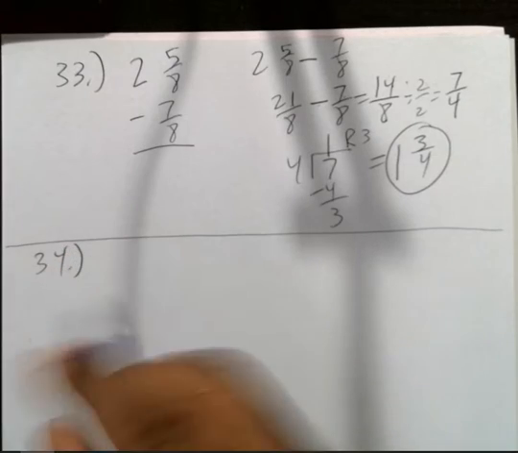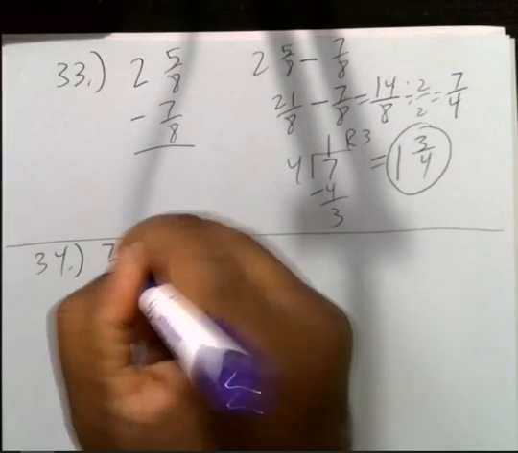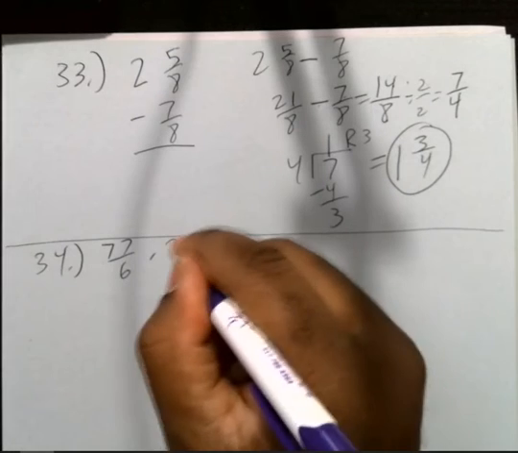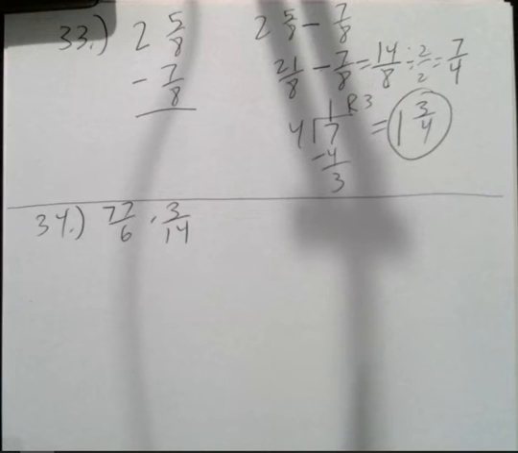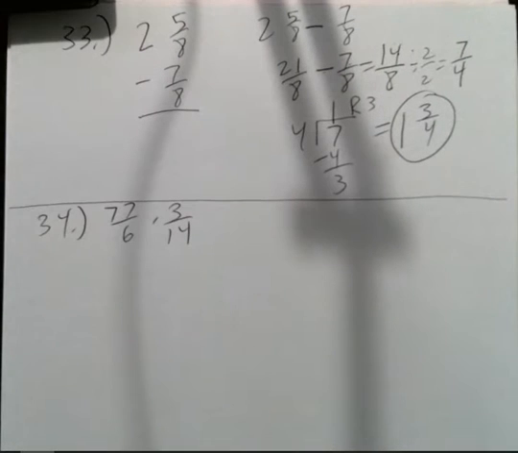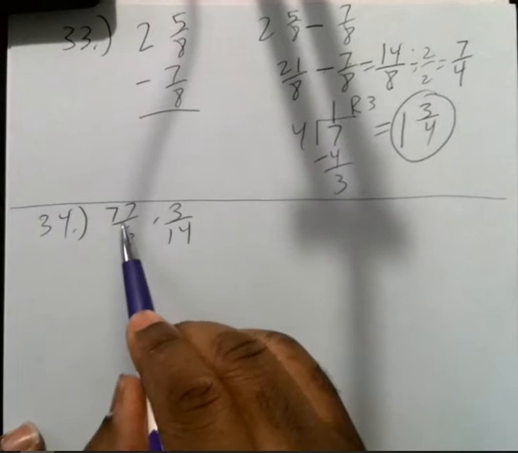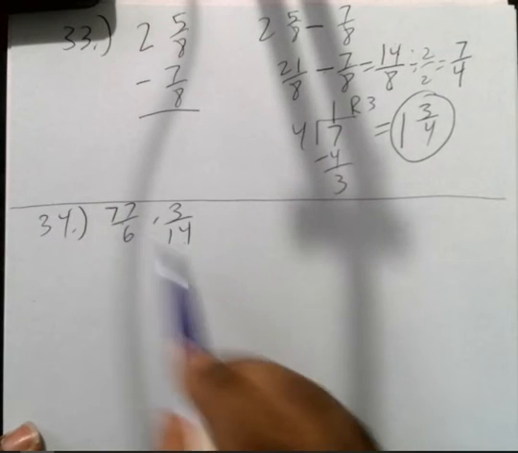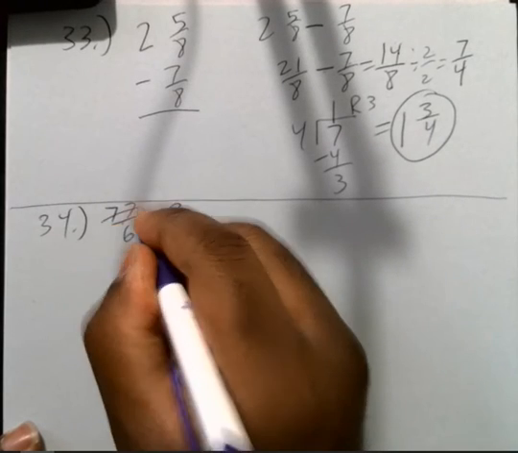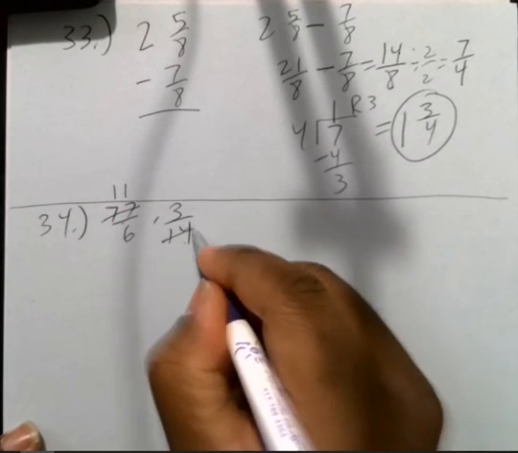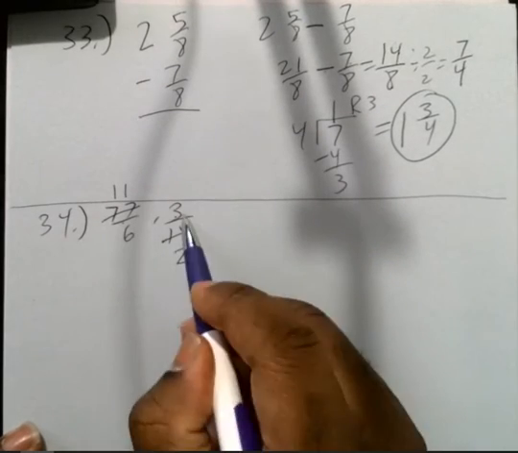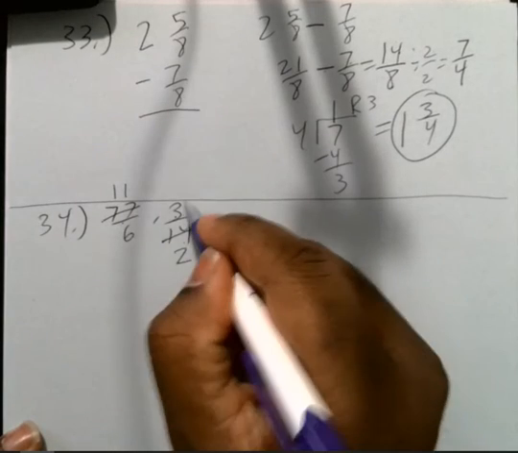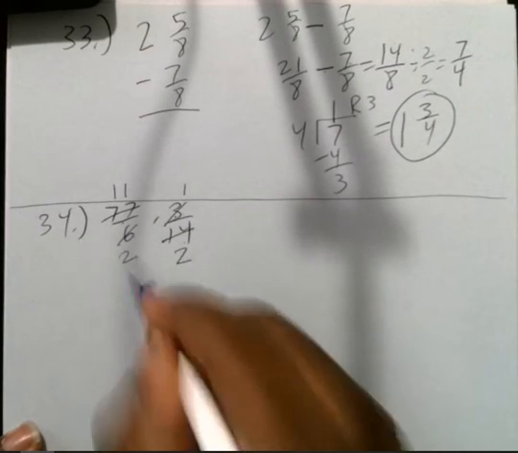Problem 34. We have 77 over 6 times 3 over 14. Now, in previous times that we've met, you've done cross simplifying. So I'm going to try and do that here. 77 and 14 both have 7 in common. So 7 goes into 77 11 times, and 7 goes into 14 twice. Now 3 and 6 both have 3 in common. 3 goes into 3 once, 3 goes into 6 twice.